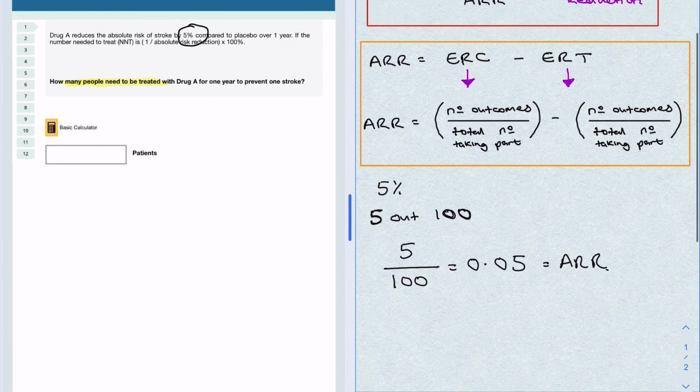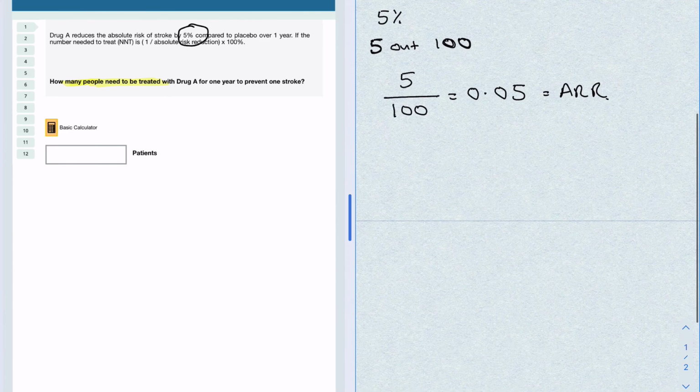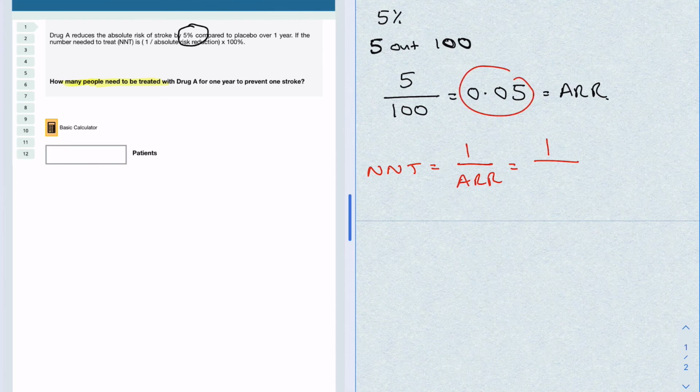The next step is I'm going to take the red box, the NNT equals 1 over ARR. So NNT equals 1 over ARR, which would be 1 over this value here, 0.05, which gives us an answer of 20. Therefore, the NNT is 20. 20 patients need to be treated with drug A to prevent one stroke. There's no rounding up needed.